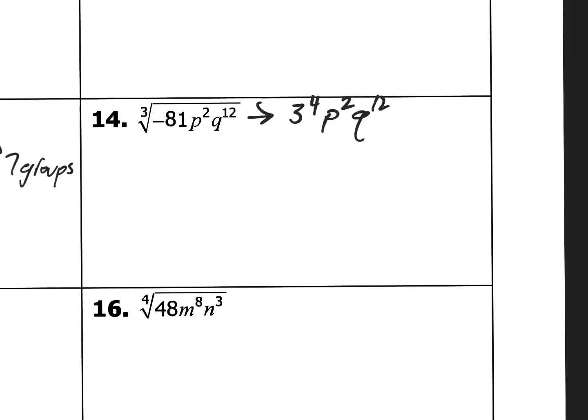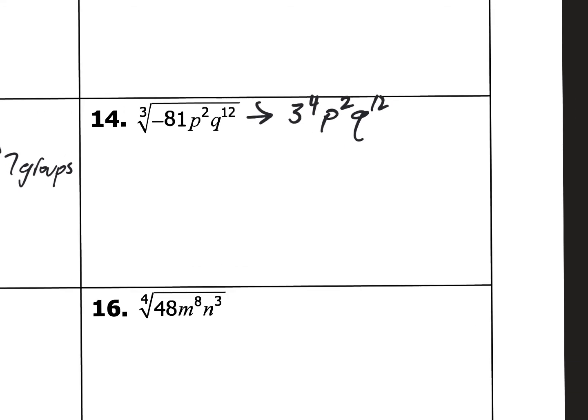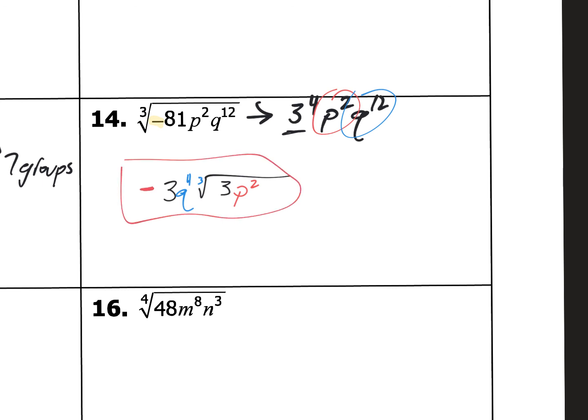Okay, so negative 81 would have factorized down to 3 to the 4th power. So once again, I can take out a 3, and there would be a 3 left inside. Notice that p does not have enough pieces for me to take out. I'm going to just have p squared still back inside. And then q to the 12th is actually 4 groups of 3. So we'll take out q to the 4th, no leftovers. And don't forget this is a cube root. And of course, negative, guys, make sure that you bring that negative along with you out here. There's your answer right there.